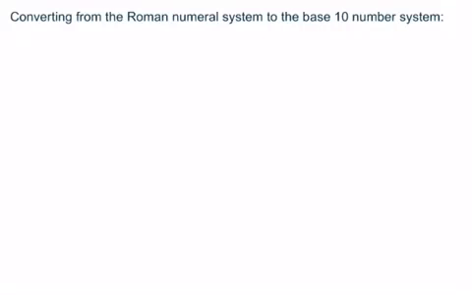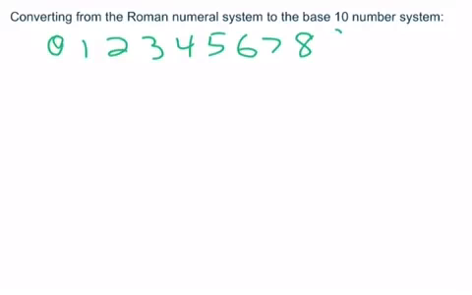In this video, we're going to talk about converting from the Roman numeral system to the base 10 number system. Recall that the base 10 number system is comprised of digits 0 through 9. This is the number system that most of us are familiar with and have worked with throughout our lives. The Roman numeral system consists of the following symbols.